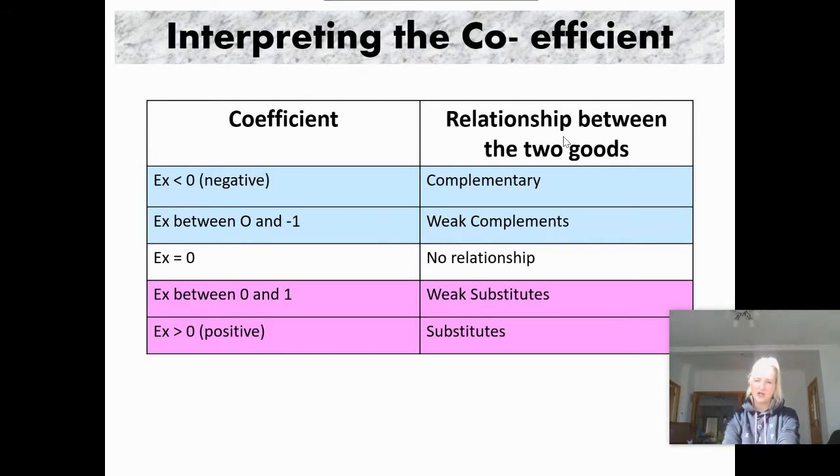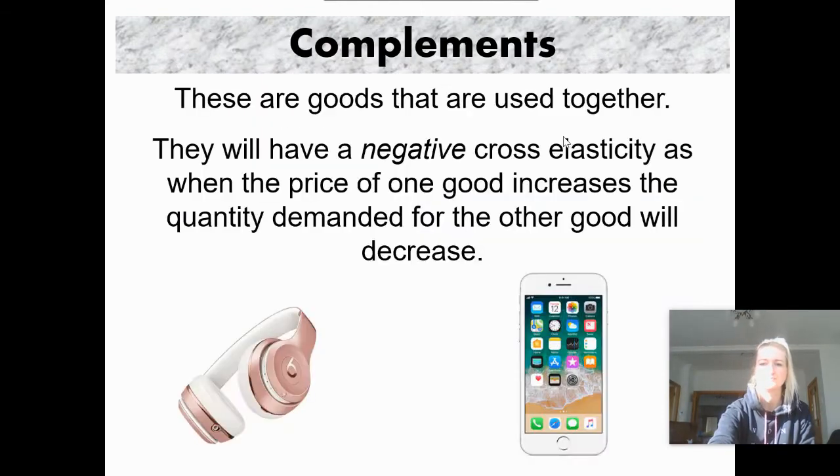Then when we get our coefficient, this is what it means. If it's less than 0, if it's negative, the goods are complements. If they are negative but the number is quite small, we would consider them weak complements. If the coefficient is equal to 0, they have no relationship. If it is positive but between 0 and 1, they are considered weak substitutes. And if it is greater than 1, quite a big positive number, then they would be substitutes.